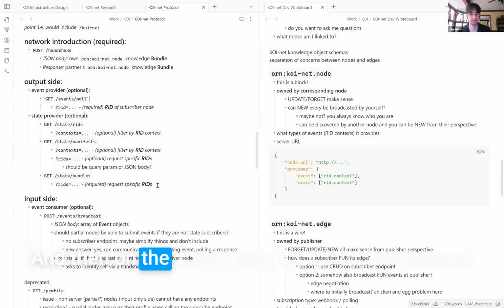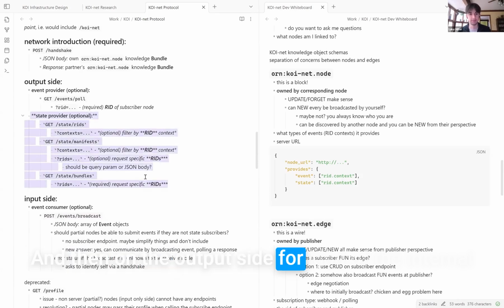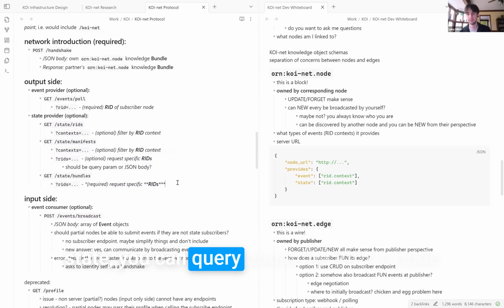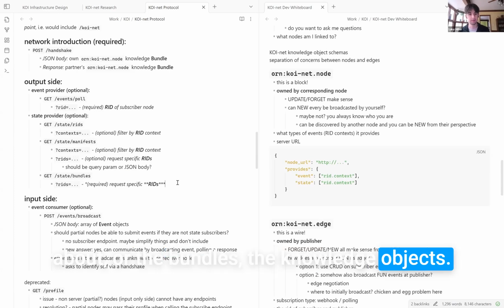And then on the output side, for the internal state, you can query about the RIDs a node knows about, the RID manifests a node knows about, or the bundles, the knowledge objects.